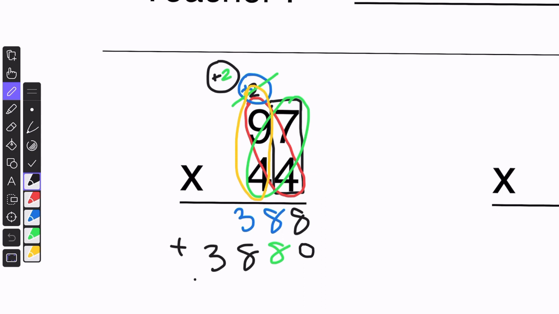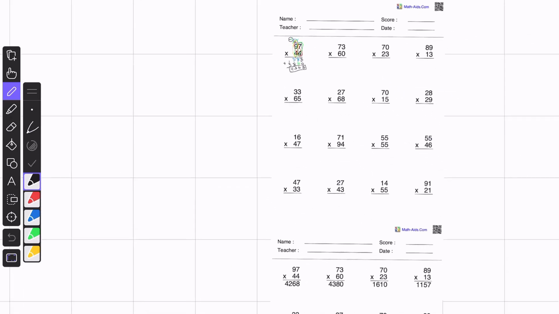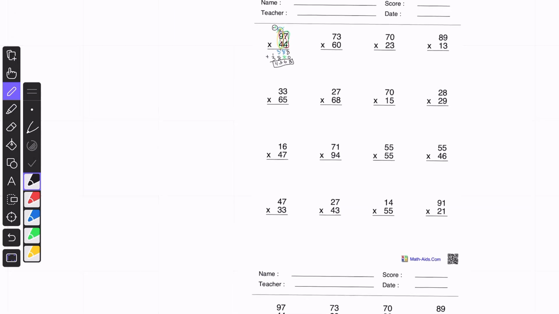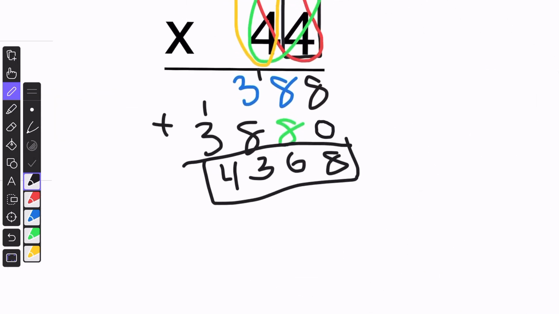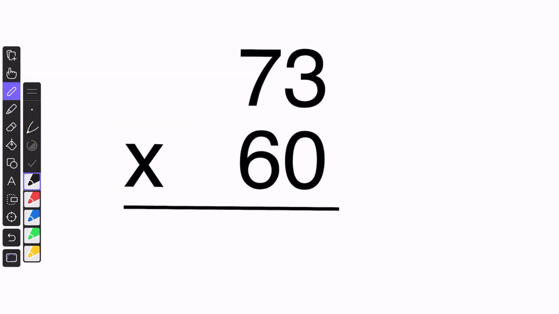Now we're going to add these two together, and you should get 4,368. I know it's complicated. Whoops, did I do something wrong? Sorry, that's not supposed to be a 3. That's a 2. There we go. I know it's complicated, but it just takes practice.